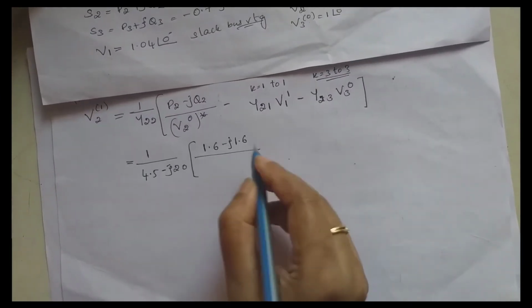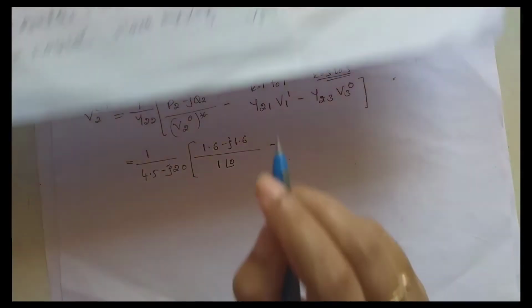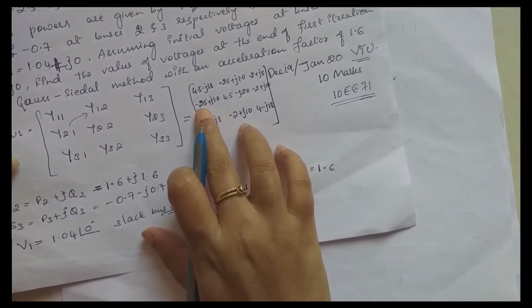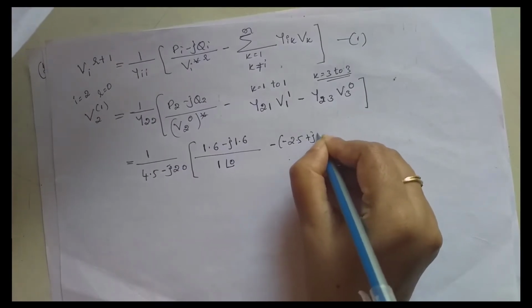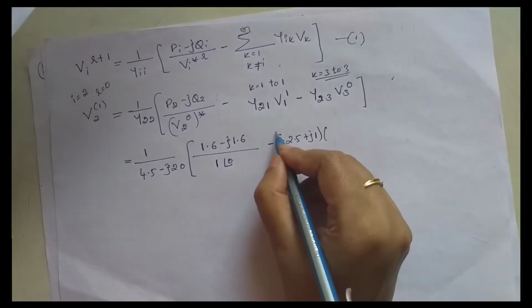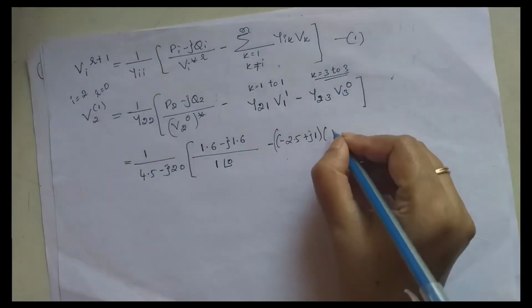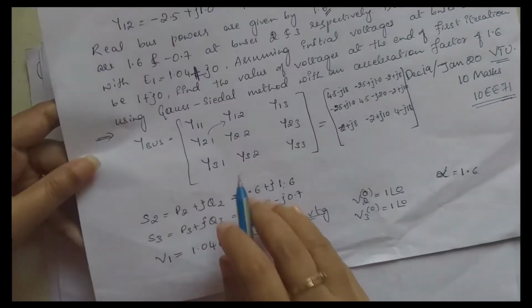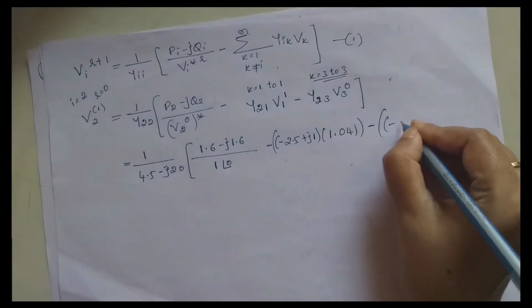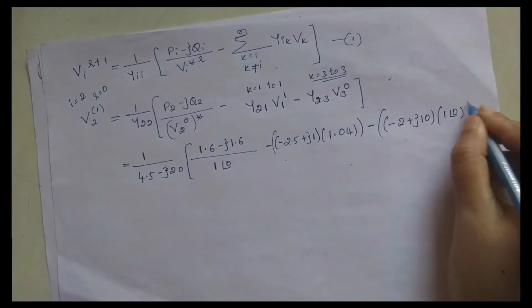Next, divided by V2 0, we have assumed V2 0 is 1 at an angle 0, conjugate of that, 1 at an angle 0 only, minus y21, which is minus 2.5 plus j1, into V1, which is given as 1.04, minus y23, which is minus 2 plus j10, into V3 0, 1 at an angle 0, which is nothing but 0, 1.